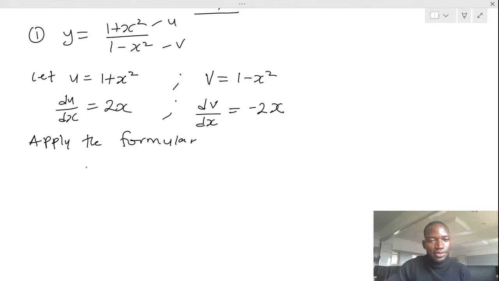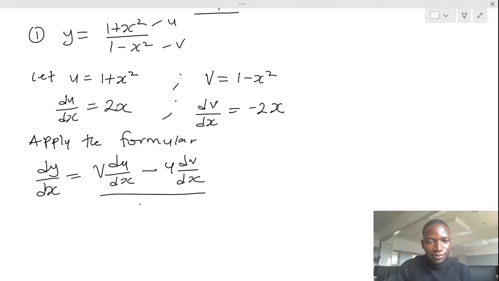So now let us apply the formula. And what does the formula say? It says dy by dx equal to v du by dx minus u dv by dx, everything divided by v squared. All right, so let's go. Slot in the value for your v, that is 1 minus x squared. So we are going to have 1 minus x squared.